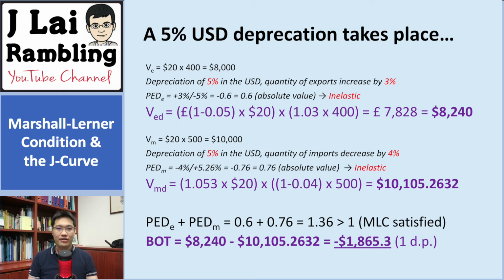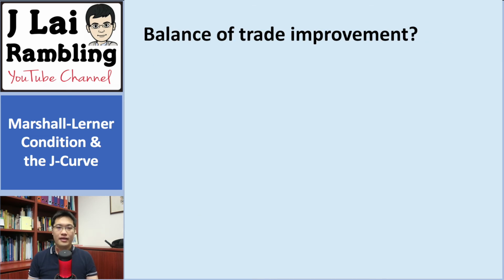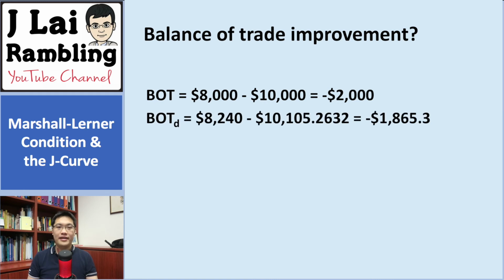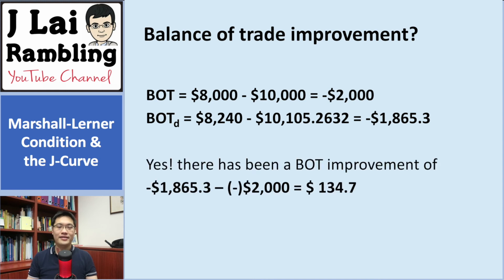So has it? Let's just take a look. This is the old balance of trade, which is $8,000 minus $10,000 in terms of imports, and gives us negative $2,000. And here, the new balance of trade after the depreciation is negative $1,865.3. And so there is an improvement once we minus the old from the new, and gives us an improvement of $134.7. Okay, and here we can see that the Marshall-Lerner condition has been satisfied and there has been a balance of trade improvement.